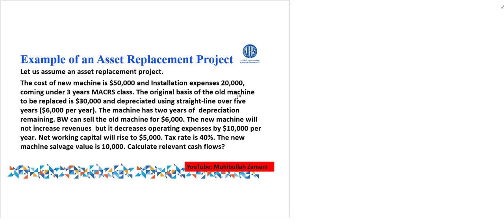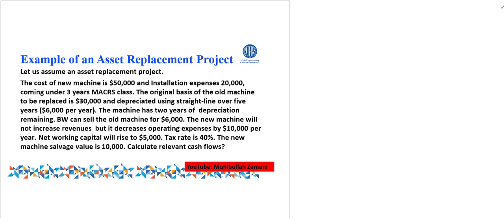The original basis of the old machine to be replaced is 30,000. It means the cost of the old machine was 30,000 and it was depreciated using a straight line over 5 years. So per year equal to how much? 6,000. The original cost of the old machine was 30,000.